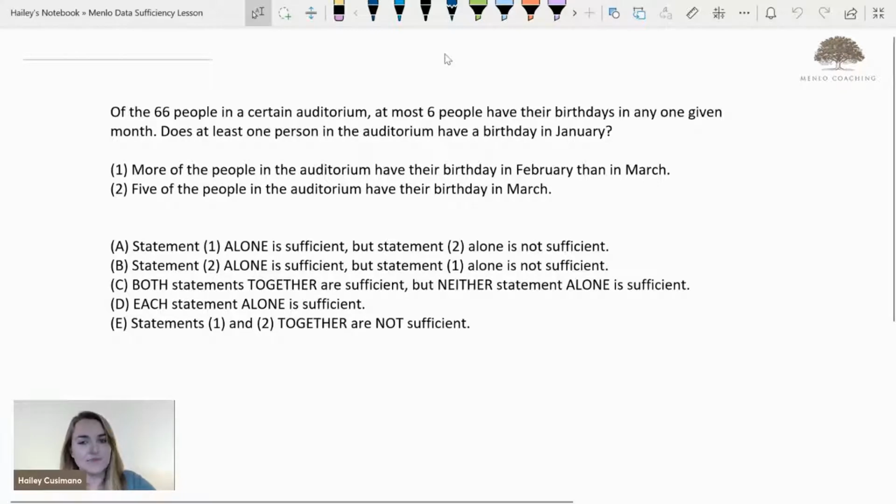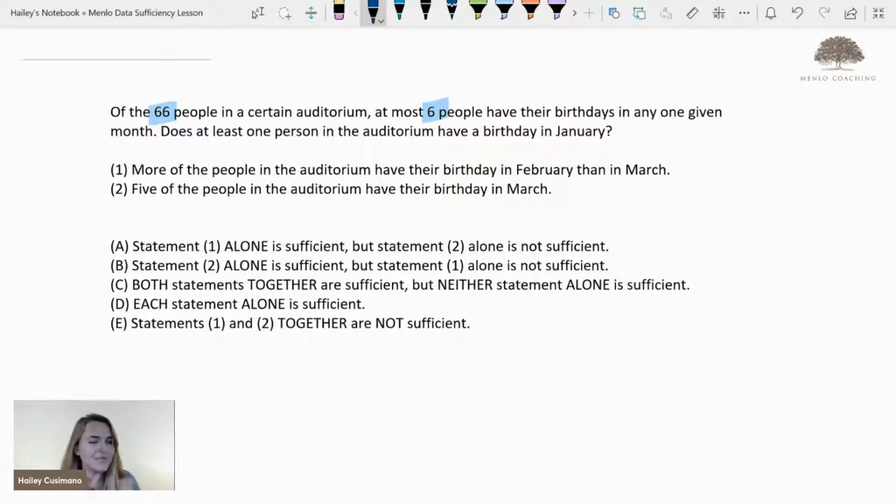Now, the first thing that jumps out to me here is this 66 and 6, right? Because 66 and 6 are numbers that work nicely together, and that probably isn't an accident. If the numbers work nicely together, it's probably because they're trying to tell us something. And in this case, if we recognize that 66 divided by 6 equals 11, or 11 times 6 equals 66, well, I want to think about what that's meant to indicate to me.